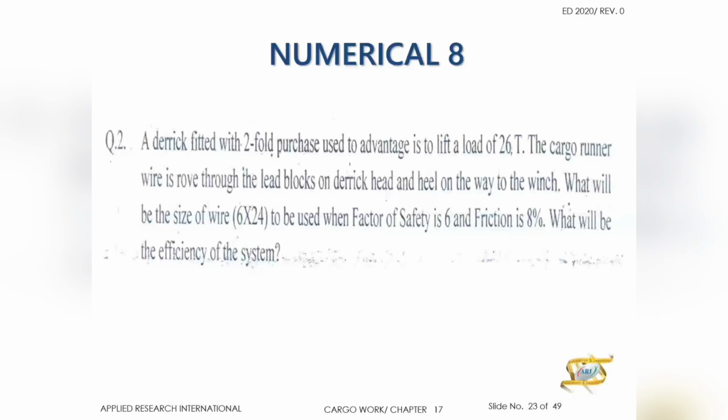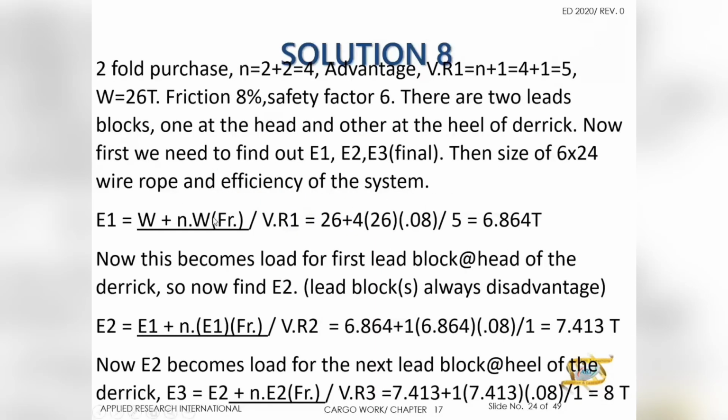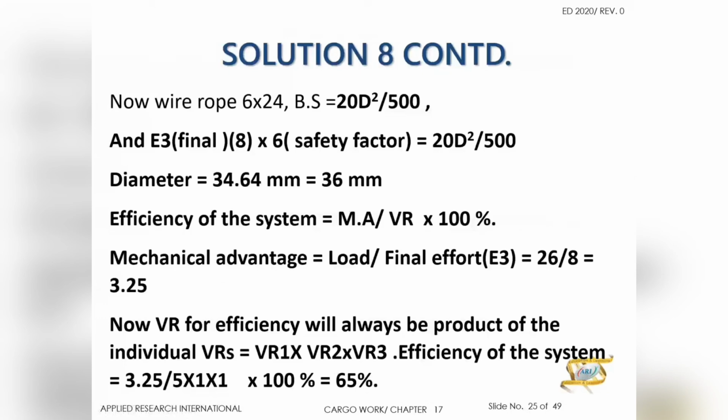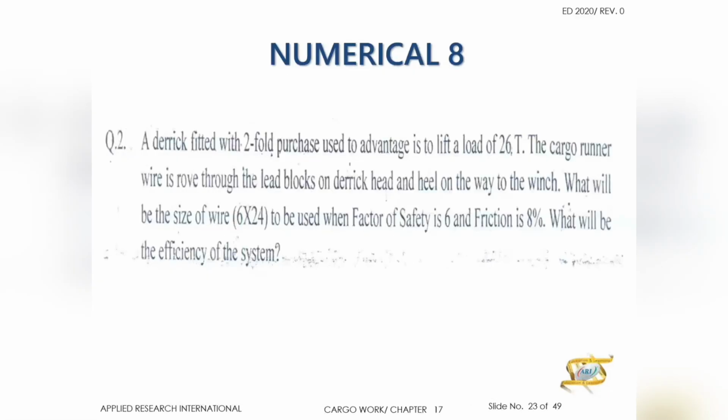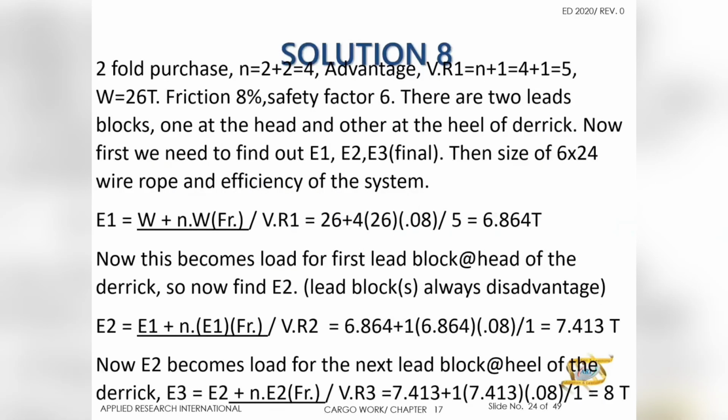Two-fold purchase used to advantage is to lift a load of 26. एक ऊपर है एक नीचे है. Please start doing with your own self. Find out effort 1 first as shown over here, and then find out effort 2 as shown over here, then find out effort 3 will be 8 tons over here. And thereafter we will find out the size of the wire rope as asked, and thereafter we will find out the efficiency, and we check out this is the 65%. Not necessarily that we are going to copy each and every word. Solve करना शुरू कीजिए, and you interact with me wherever you think that you are having any doubt.